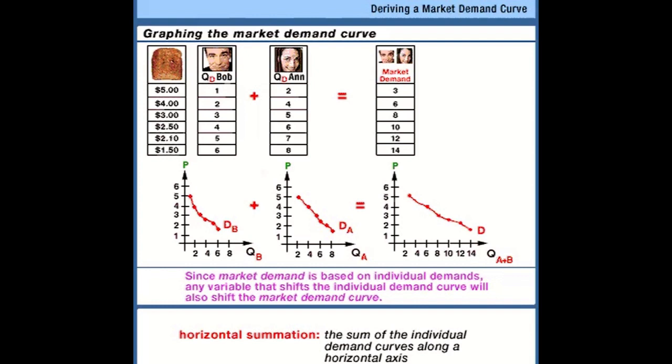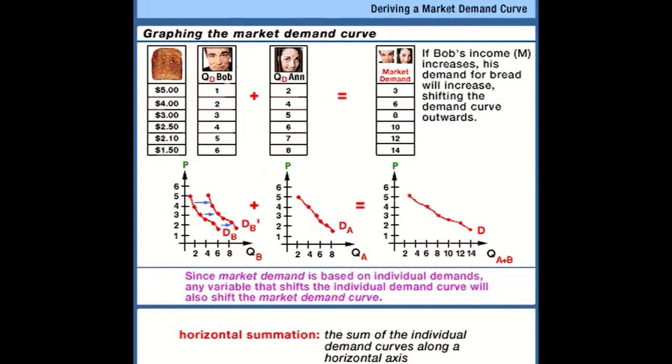For instance, suppose we're talking once again about the market for bread, and suppose that bread is a normal good. If Bob's income increases, Bob's demand curve for bread will shift outward. And when it shifts outwards, horizontal summation will lead to a market demand curve that's further away from the axes. Anything that shifts out Bob's curve or Ann's curve will also shift out the market demand curve, since it is the sum of the individual demand curves.